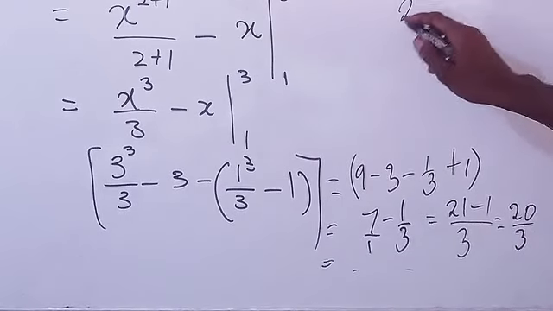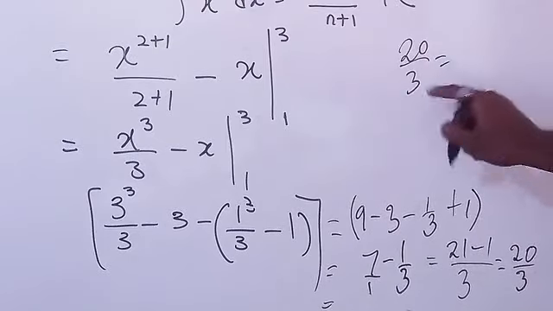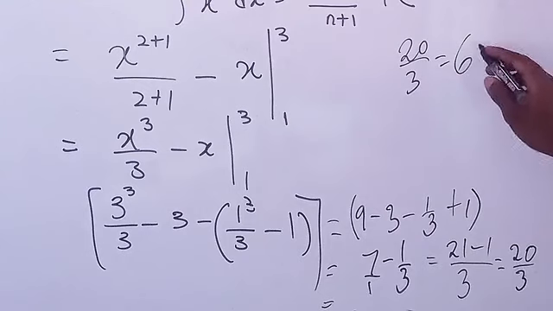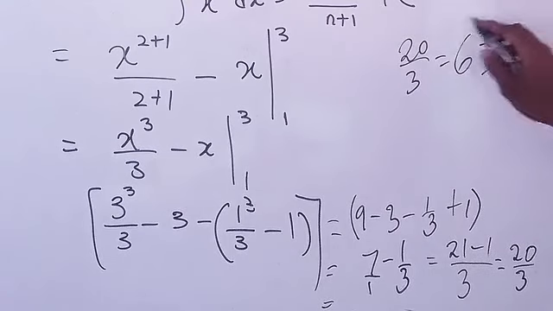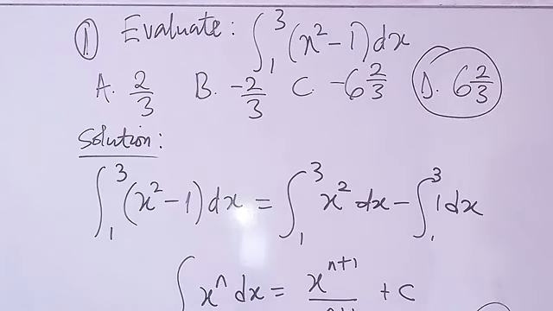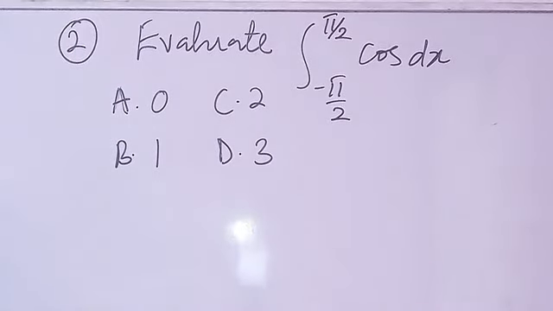In mixed number, 20 over 3: how many 3s are you going to see in 20? That is 6 whole number, because 3 times 6 will give us 18, then remainder 2 over 3. So we have 6 whole number 2 over 3, which is what we have here, which is option D.